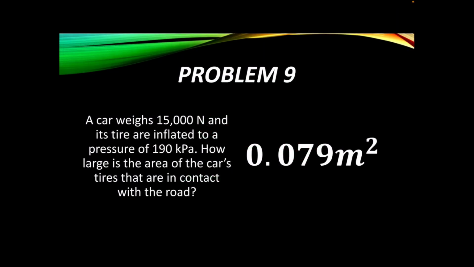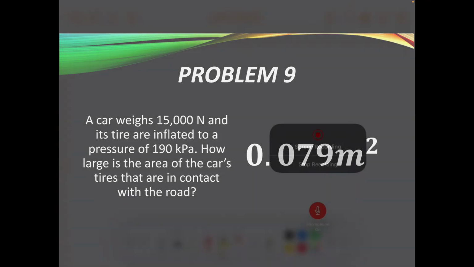In problem 9, it says, a car weighs 15,000 newtons and its tire is inflated to a pressure of 190 kilopascals. Again, conversion. How large is the area of the car's tires that are in contact with the road? So here, obviously, is the answer. Let's figure out how to get 0.079 meters squared. So in this case, we're looking for the area, not the force.